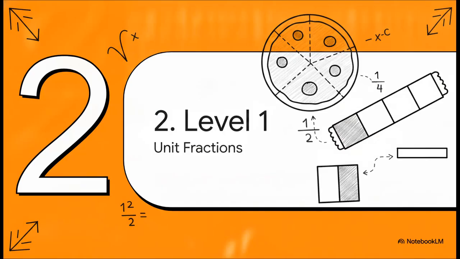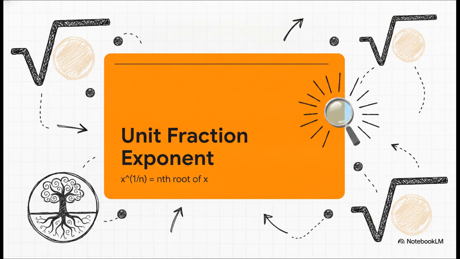Okay, moving right along to our foundation, let's see how this builds with Section 2, Level 1, Unit Fractions. So, the most basic rule you absolutely must know, your starting point, is that a fractional exponent with a 1 on top is really just a secret code for a root. That denominator, the n at the bottom of the fraction, it's simply asking you to find the nth root of your base number. So a 1 over 2, that means a square root. A 1 over 3, that means a cube root. Remember, it is absolutely not division, it's a root.